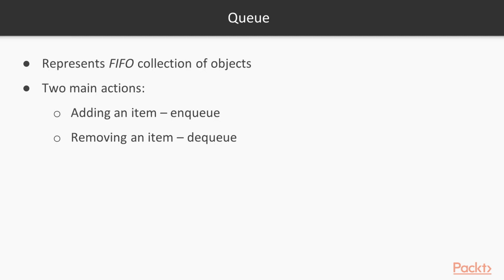Further, we have the queue. Queue represents a first-in, first-out collection of objects. There are two main actions in queue. Adding an item is called enqueue, and removing an item is called dequeue.